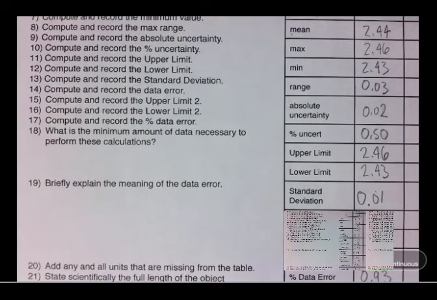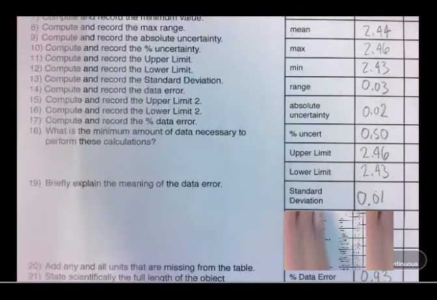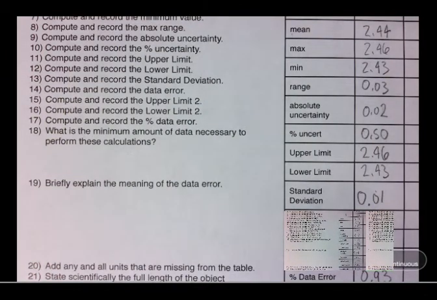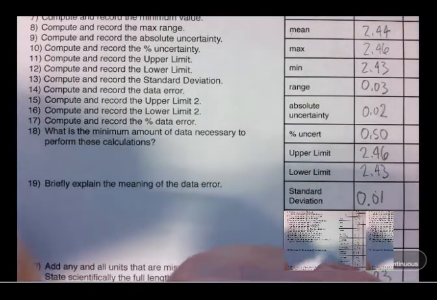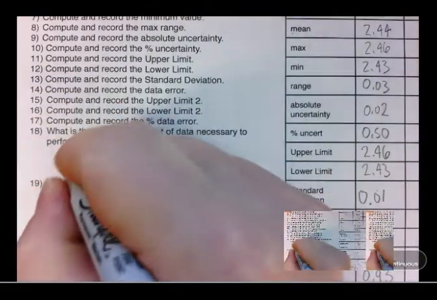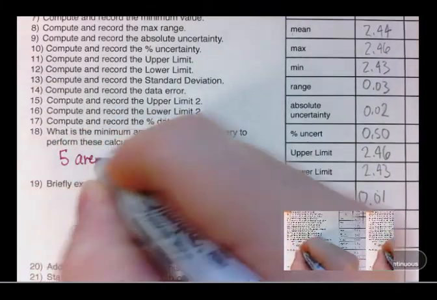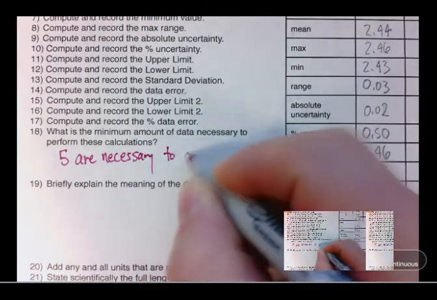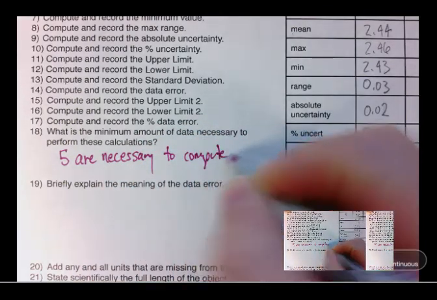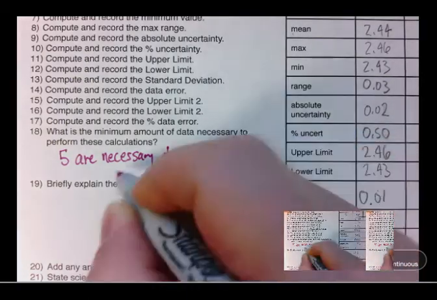What is the minimum amount of data necessary to perform these calculations? Well, simply put, the limiting factor here is standard deviation, and we need a minimum of 5 data points to perform these calculations. So I might write, 5 are necessary to compute the standard deviation.